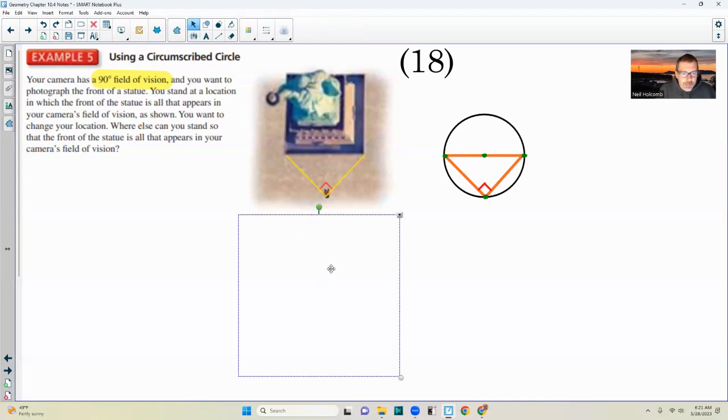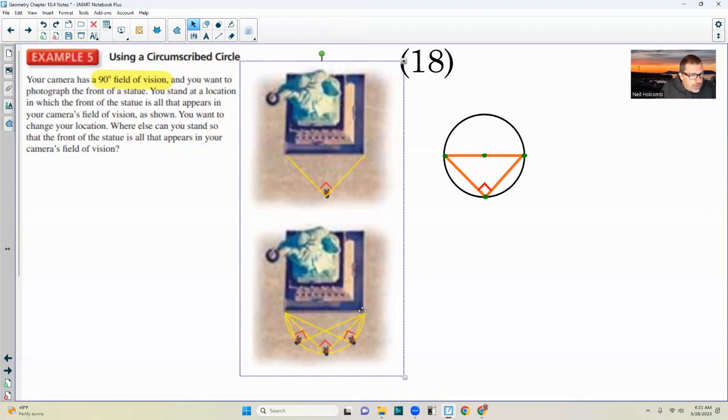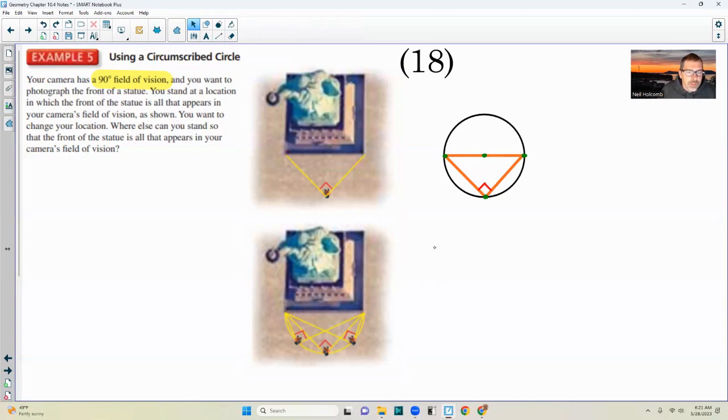So basically what they're saying is, if you form a semicircle, no matter where you put that camera on that semicircle and turn the camera so that you have the edge focused view to here and here, you can be anywhere on this semicircle. And that's the answer to this question. Anywhere on this semicircle, you can put the camera and rotate it so that you only get corner to corner of the front of the statue. And that's all there is to it. So now answer exercise 18.